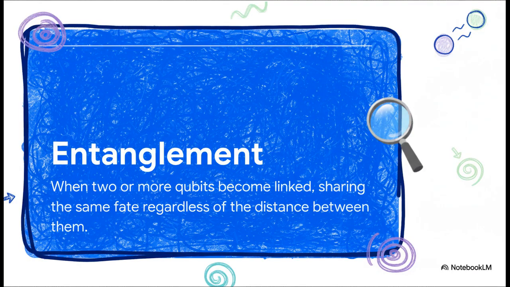Okay, so superposition gives us this massive space of possibilities. Our second rule, entanglement, connects them in a deeply strange and incredibly powerful way. When 2 qubits are entangled, they essentially behave as a single system. Their fates become perfectly intertwined.